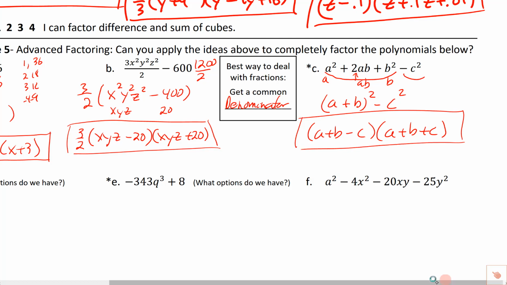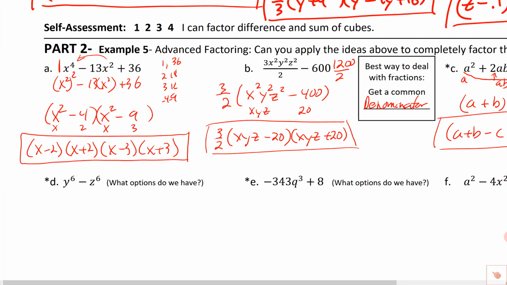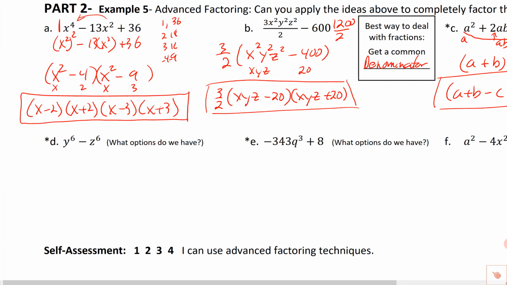All done. Let's slide over and take a look at this next row. These are going to be a little bit challenging here. So let's take a look at y to the 6th minus z to the 6th. So if we've got y to the 6th minus z to the 6th, we've actually got a couple of options here.